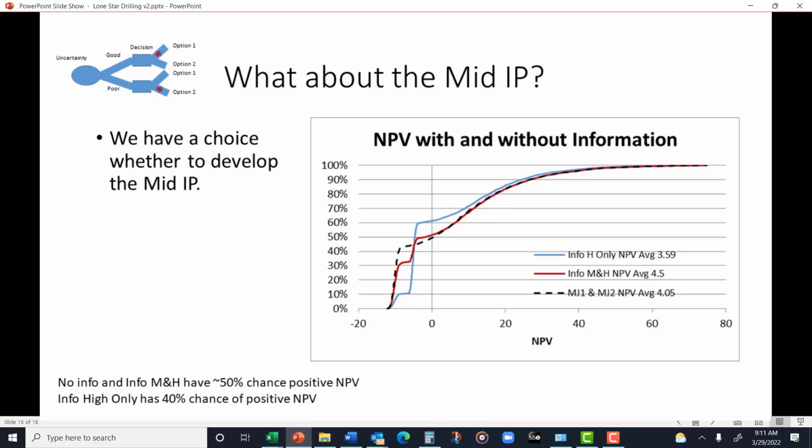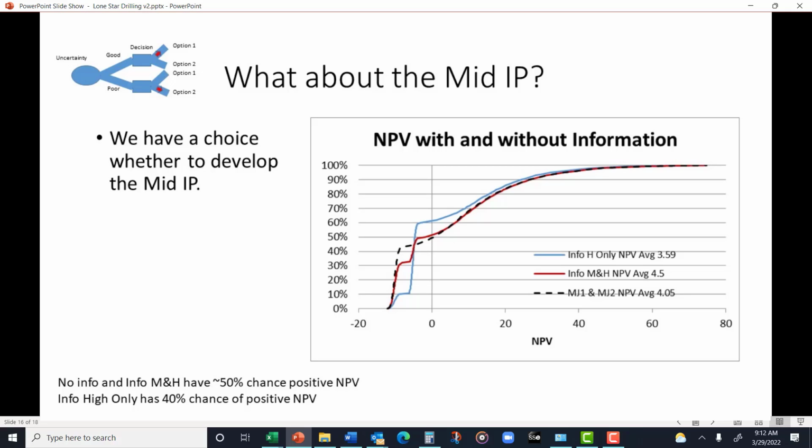So which one of these do you want to do? Also, you've got to look at the risk preferences, because with the information now, which is the red line, we have a 50% chance of positive NPV, but with the blue line, when we do high only, we only have a 40% chance. We still have some negative downside here, even if we did the high, because we did MJ1. So you've got to decide what's important.